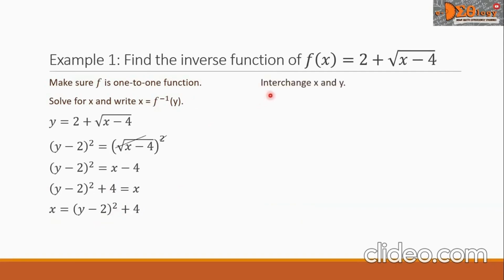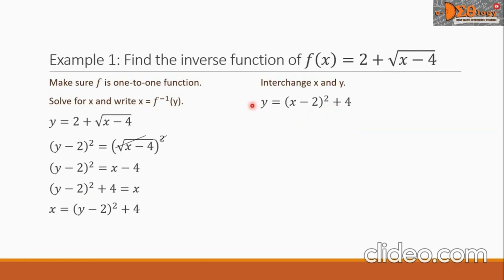We will go to step 3, to interchange x and y. It means to say, using this equation here, I'm going to copy this equation in here. However, for all the x that I see, I will change to y and vice versa. So you see here, the x becomes y, and the y here becomes x. So our new function is y equals the square of x minus 2, then plus 4.